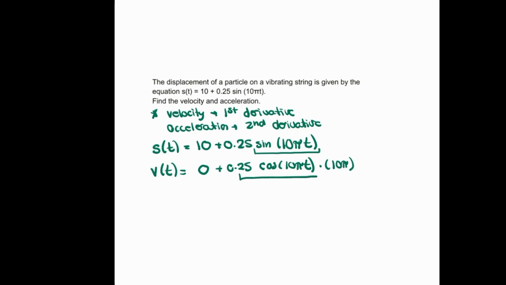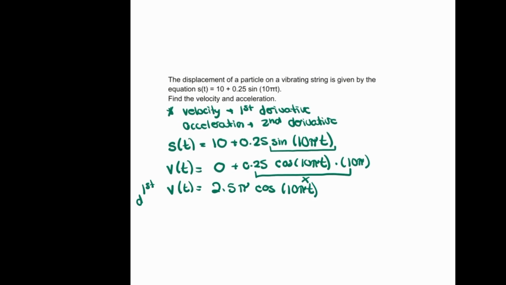I'm going to go ahead and expand this out by multiplying my 0.25 by my 10 pi. And I end up with 2.5 pi times cosine of 10 pi t. So this is my derivative to find the velocity. If you were needing to find the velocity at any given time for this particular oscillation or particle on a vibrating string, you would be able to use that particular equation. That's our first derivative.